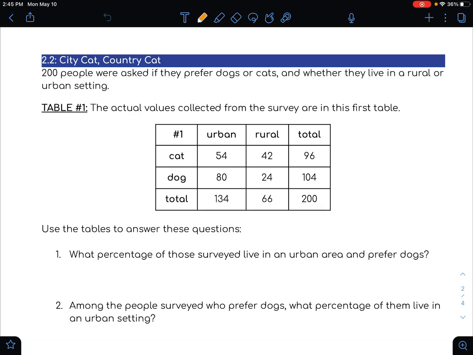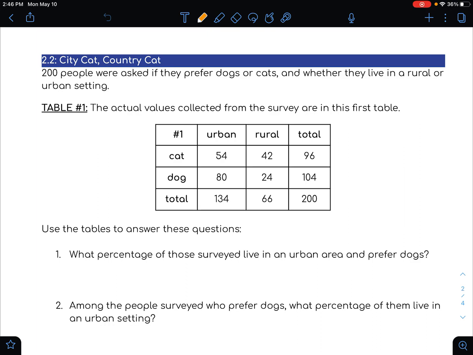Let's take a look at two-way tables and start to calculate some percentages based on questions that are asked about the two-way tables. So this one's called City Cat, Country Cat. 200 people were asked if they prefer dogs or cats and whether they live in a rural area or an urban setting, so out in the country or in the city. So let's take a look.